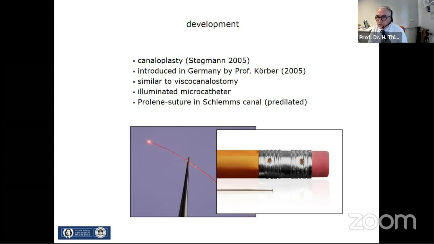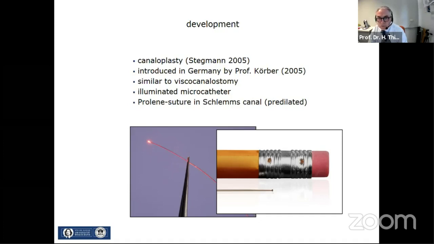And so it's quite similar to viscocanalostomy, and he developed that technique in 2005. And the name below Stigman is Professor Kerber, who introduced the same technique in 2005 in Cologne, actually, where Professor Prokofievich is sitting right now. And as he was a close friend of Stigman, he let him have the technique straight away. So he started in 2005.